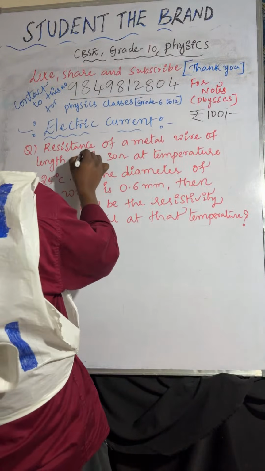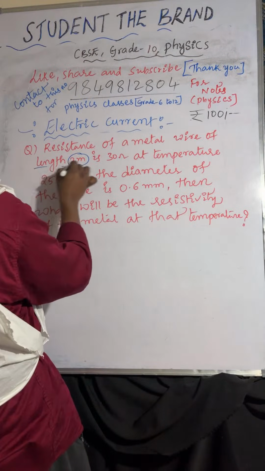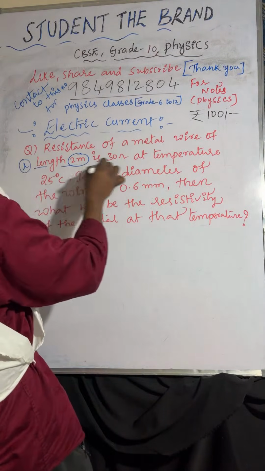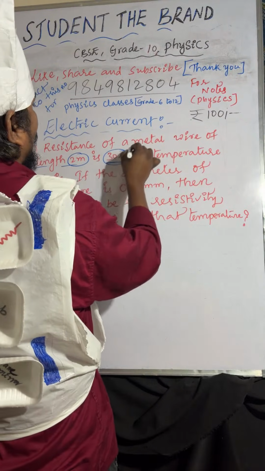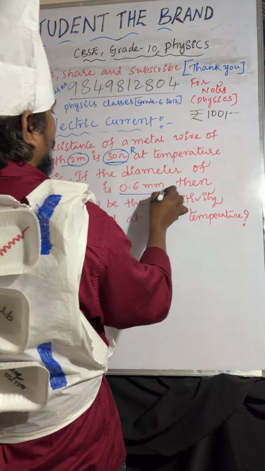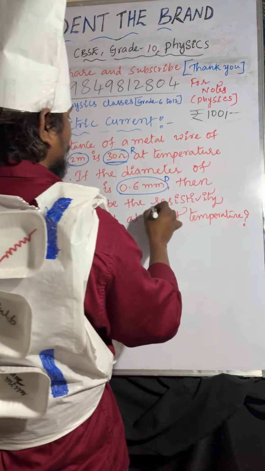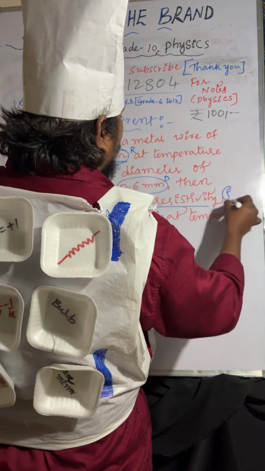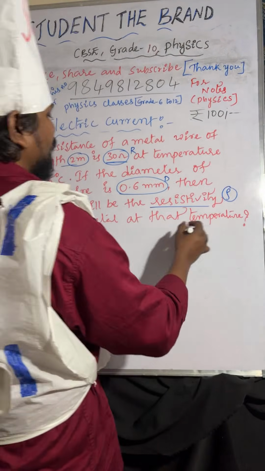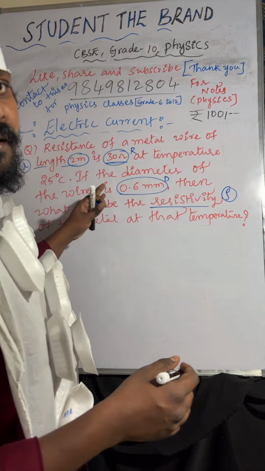So resistance of a metal wire, length is L, and resistance R at a temperature, and the diameter of the wire, diameter is given D, and then what will be the resistivity, they are asking rho, of the metal at the temperature, so there only they are asking.